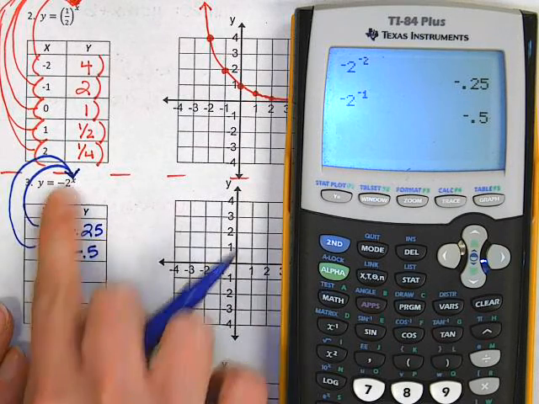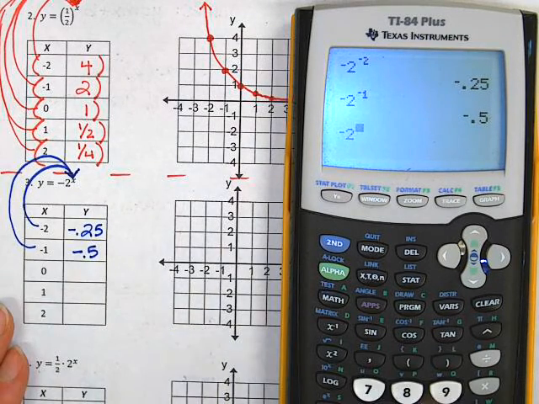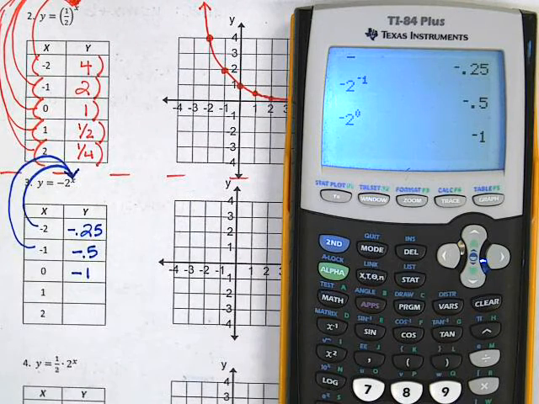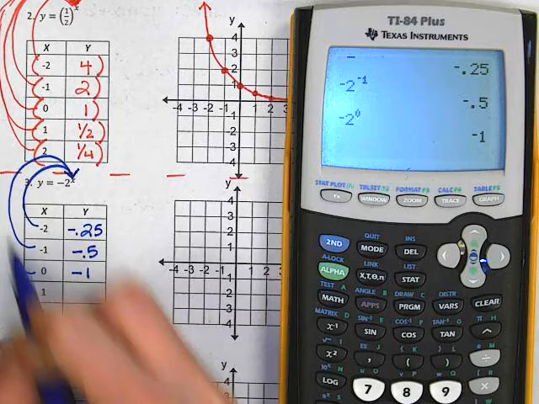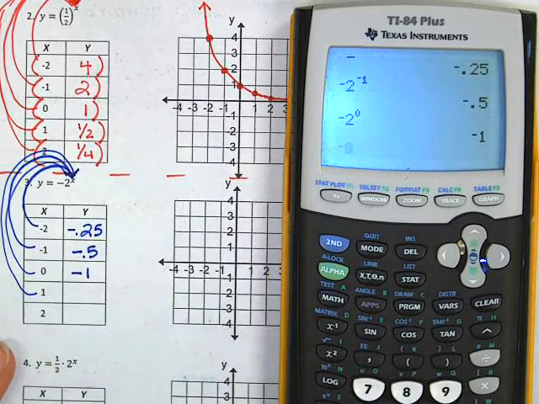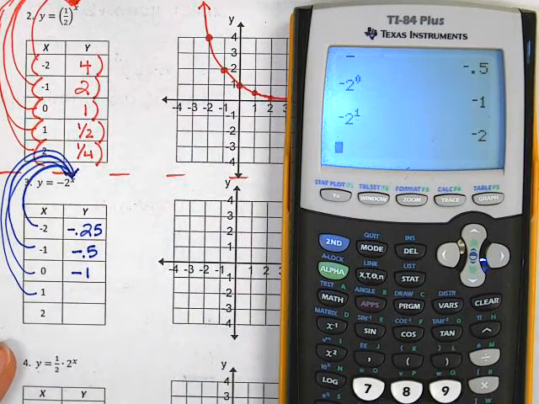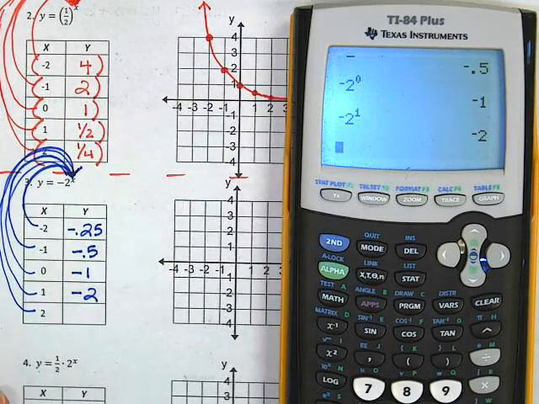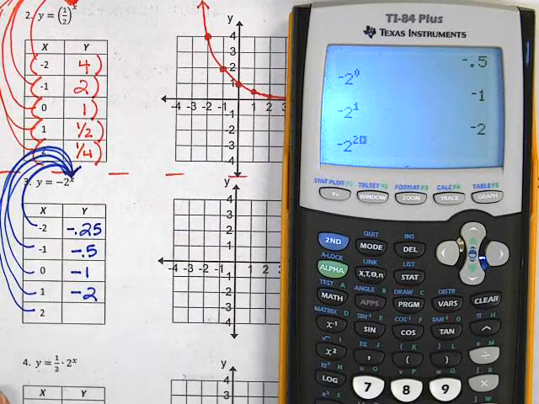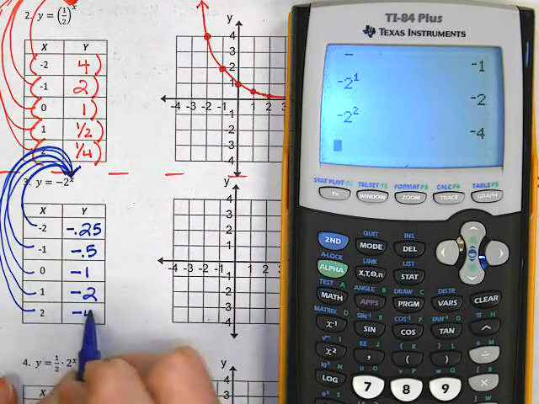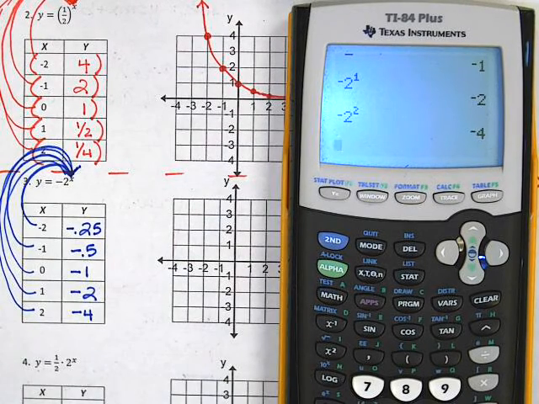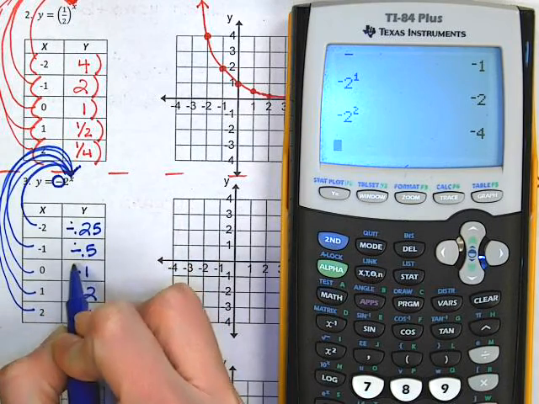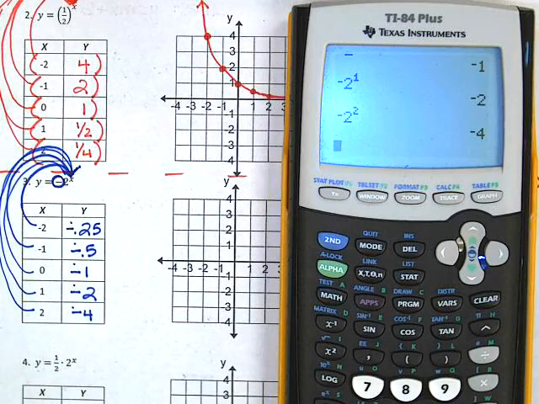And then we do negative 2 raised to the 0 power. And we know that that is negative 1 because of the negative sign. And then we do negative 2 raised to the 1 power, which you guys know is going to stay negative 2. And then we do negative 2 to the 2nd power. Negative sign, 2 to the 2nd power, and that is negative 4. And because the negative sign is outside, that's why all of these are negative.